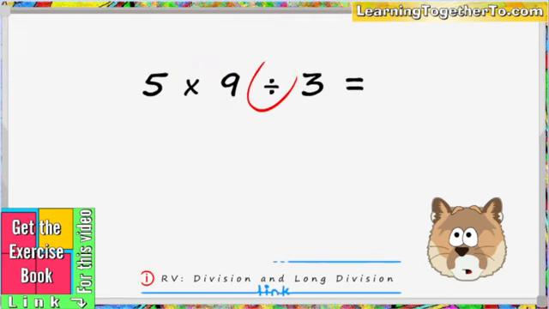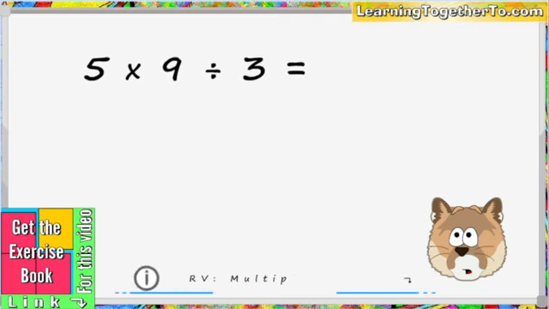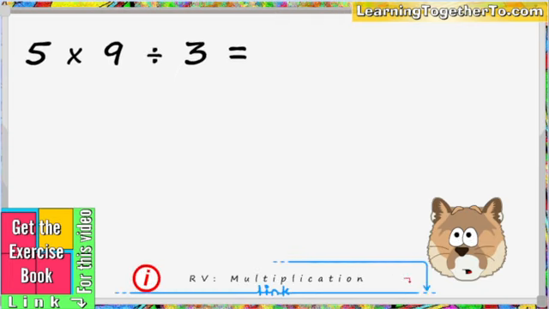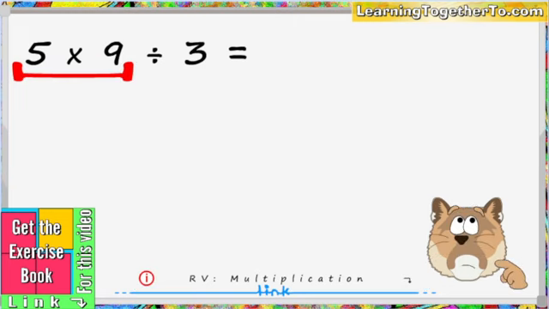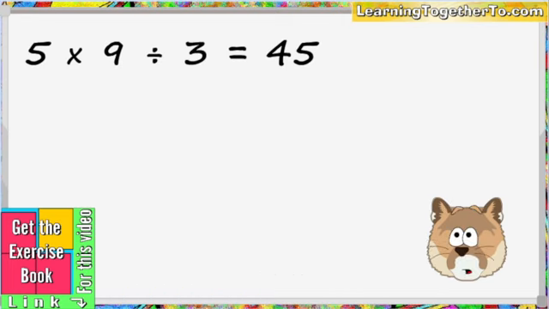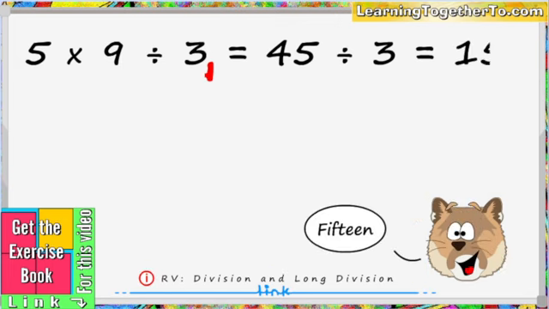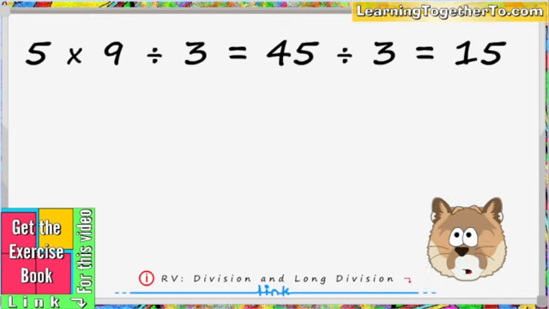Let's find out. Peter, let's multiply first. Let's move the statement to the side to have more room. 5 times 9 is equal to 45. Well done, Peter. And 45 divided by 3 is equal to 15. Nicely done, Peter.